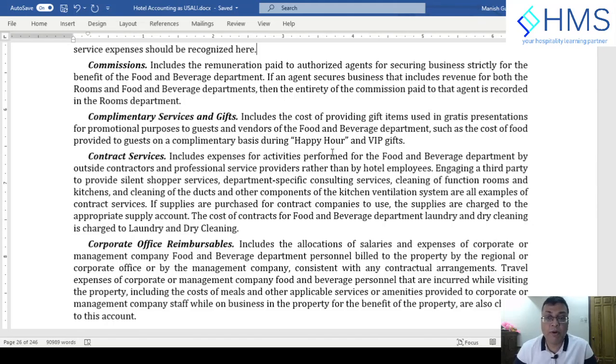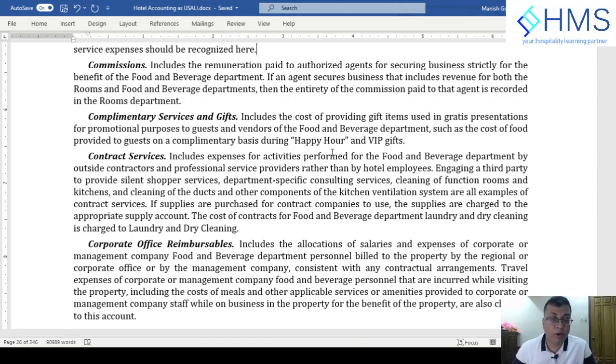Then you have contract services. The contract services are where you are hiring a specialized contractor for doing services in the F&B restaurant. It may be the cleaning of the function rooms, cleaning of kitchens, cleaning of ducts, and other ventilation systems. Those items are usually charged to the contract services. However, the cost of contract for the laundry of the items will go to the laundry and dry cleaning.